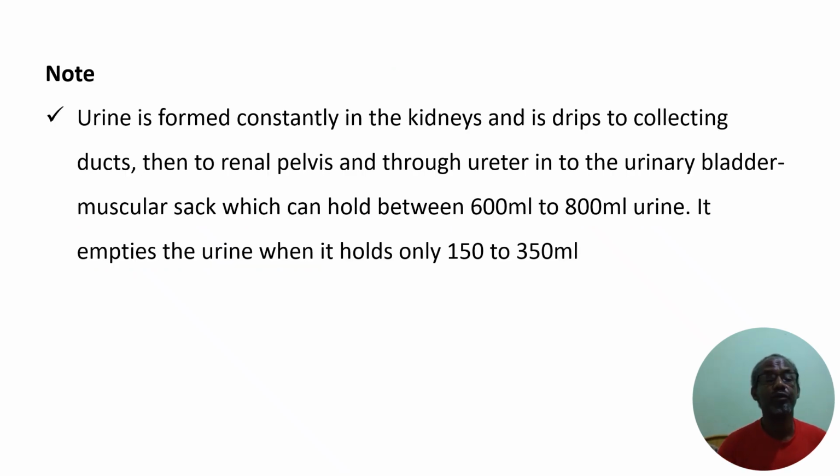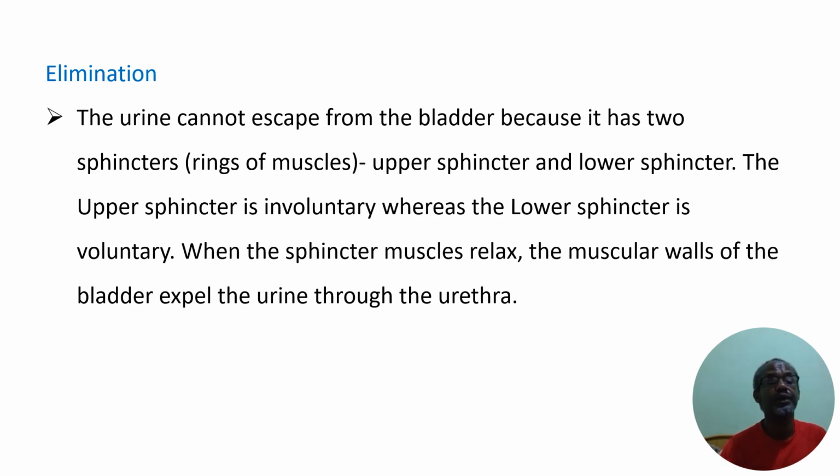Note, urine is formed constantly in the kidneys, and it drips to the collecting ducts, then to the renal pelvis, through the ureter and into the urinary bladder, a muscular sac which can hold between 600 milliliters to 800 milliliters of urine. It empties the urine when it holds only 150 to 350 milliliters. The bladder is for temporary storage, then elimination.